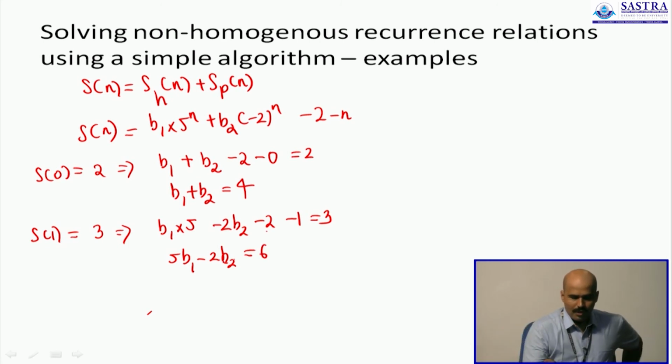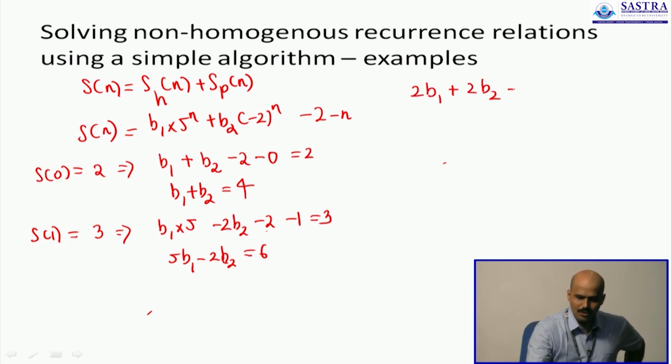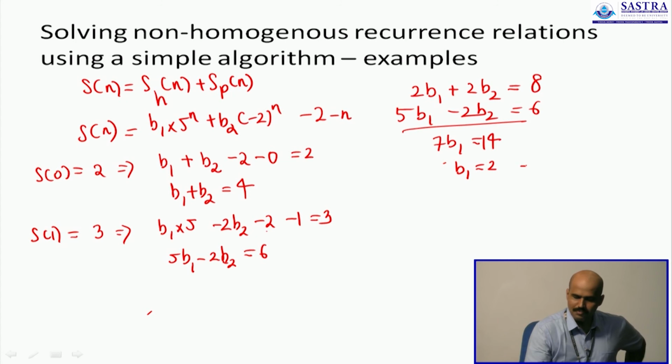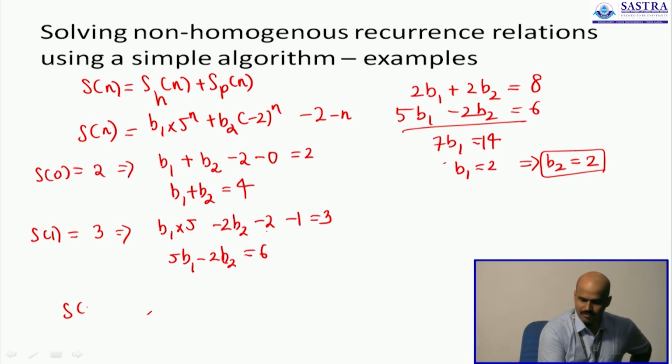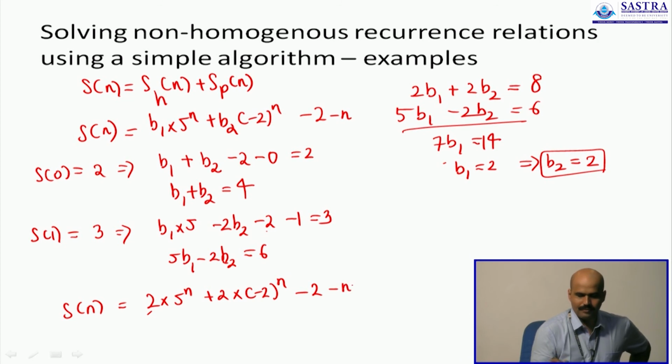We can solve for b1 and b2. We'll multiply the first equation by 2. 2b1 plus 2b2 is 8. 5b1 minus 2b2 is 6. Adding the 2 will get 7b1 as 14, or b1 is just 2. Now b1 is 2, b2 is 4 minus 2, b2 is also 2. Therefore we have the answer. S of n is 2 times 5 power n plus 2 times minus 2 power n minus 2 minus n.